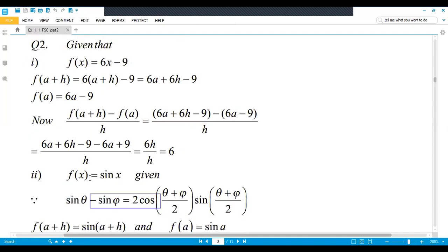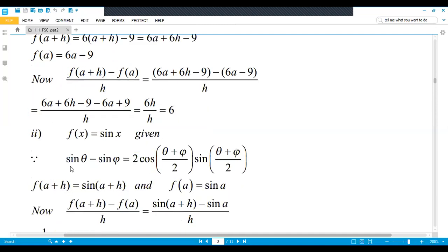Second part is f of x is equal to sine x. Again, the same process we will do, which we did in the previous question. First we find f of a plus h in this. So in place of x, we put a plus h, and in place of x, we put a, we get two equations, and then we put them in this equation and get the answer.